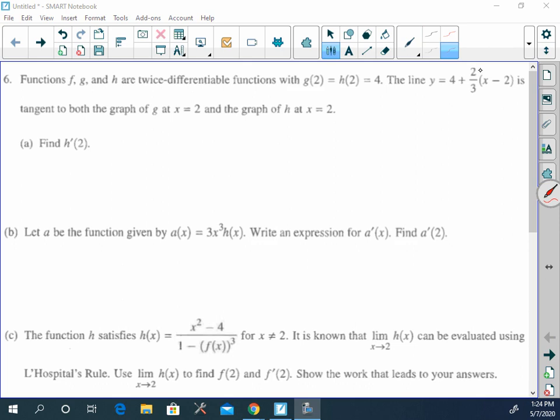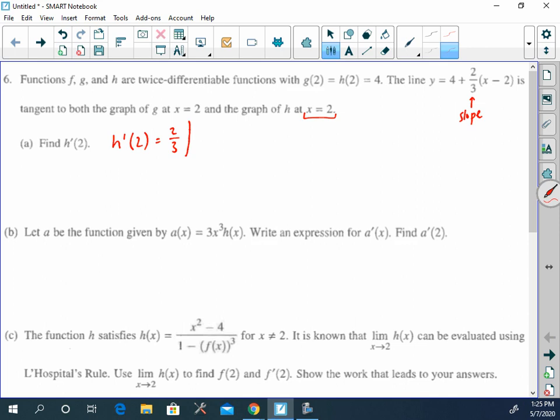So this is our tangent line. If we plugged 2 in, we would get 4, so there's nothing tricky there. But this is the line that's tangent to both the graph of g and the graph of h. So what this is telling us is this is our slope right here. If this is the slope of the tangent line and it's at the point 2, then we would know that the derivative, or the slope, at 2 is equal to 2/3.